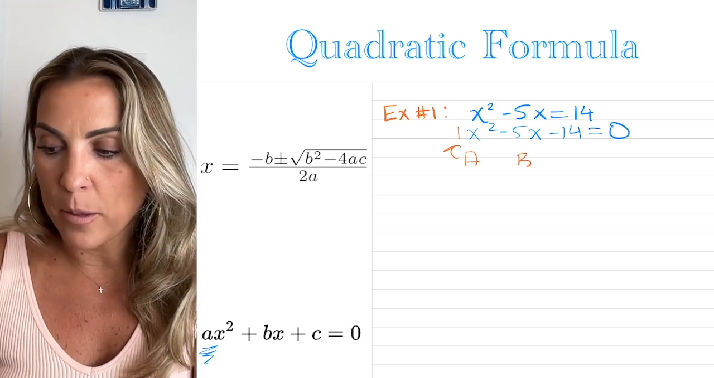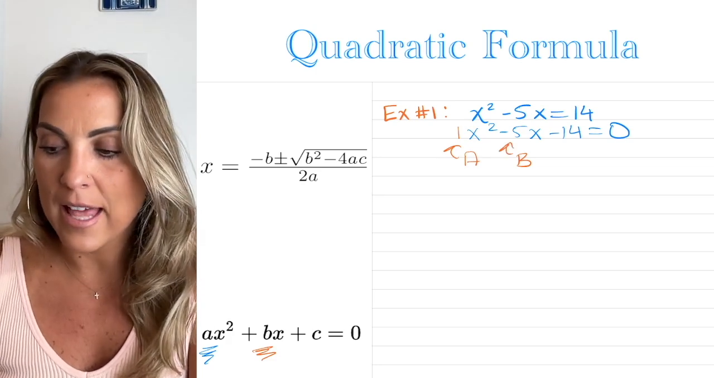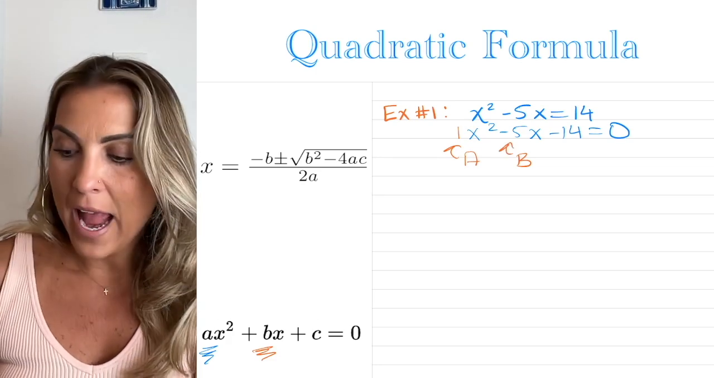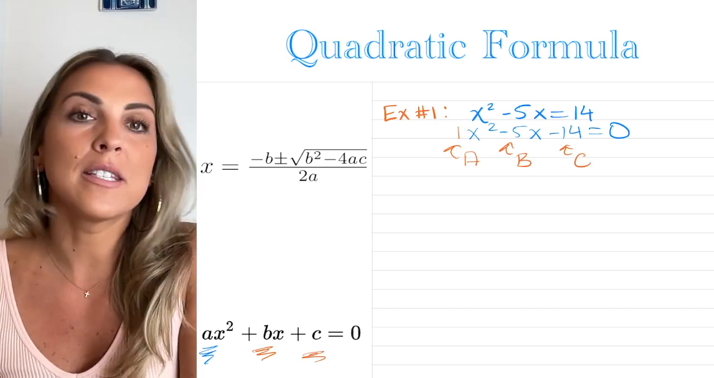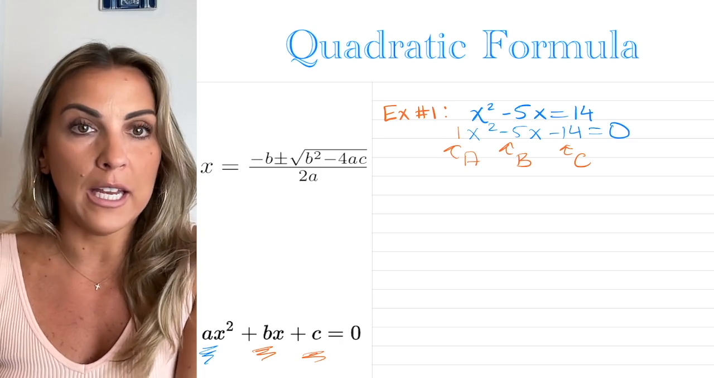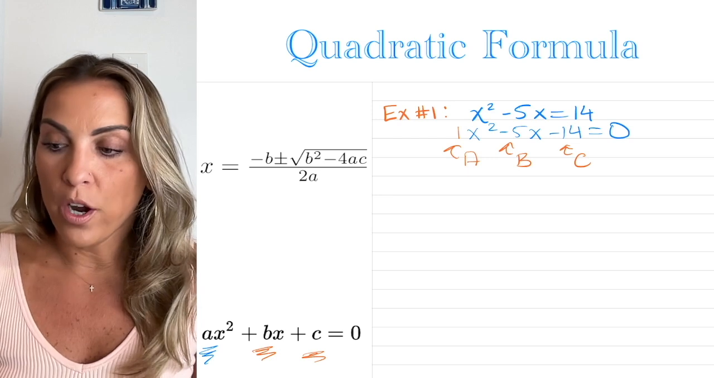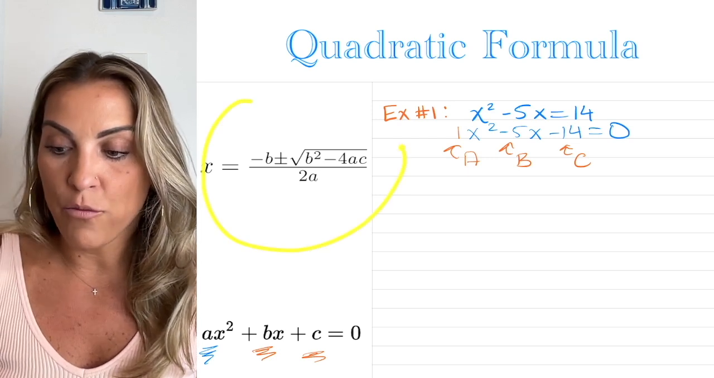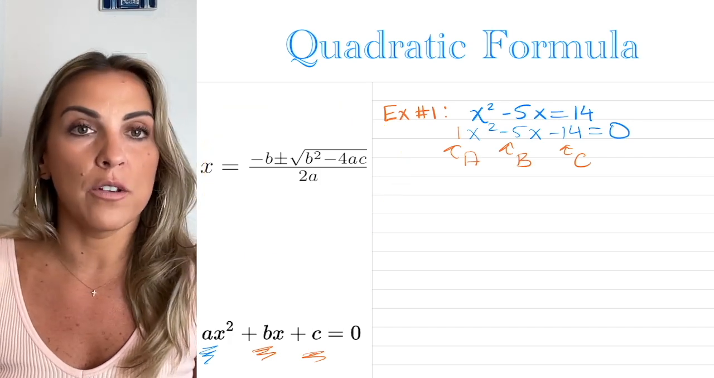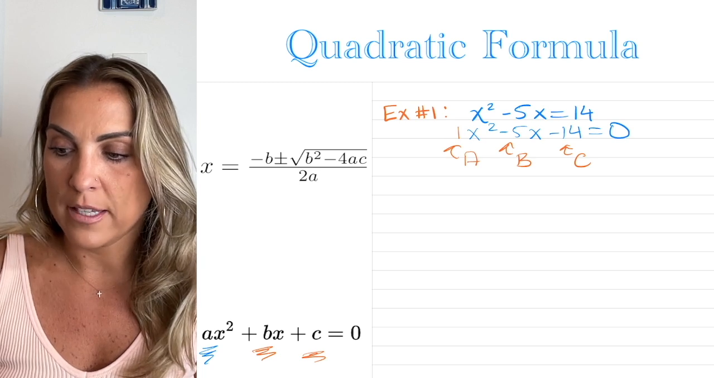My B term is always going to be the coefficient of x. So in this case, that is -5. And the C term is always the constant. So in my equation, the C is going to be -14. Now that we've identified what A, B, and C are, we're going to go ahead and jump into this formula here and rewrite it using the numbers for A, B, and C instead of those variables. All right, so let's get right into it.